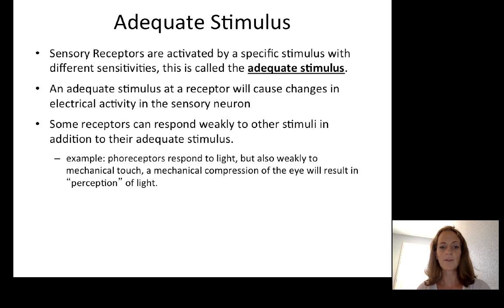For example, if you close your eyes right now and put just a little bit of pressure on your eye, you may be able to actually see light in response to that mechanical compression of the eye. That's coming from your eye, and so your brain perceives that as light. So photoreceptors will respond to light, but they also weakly respond to touch.